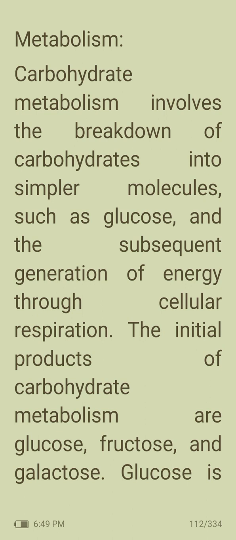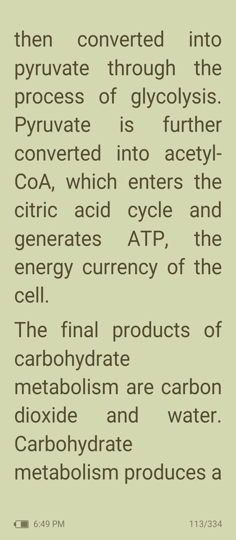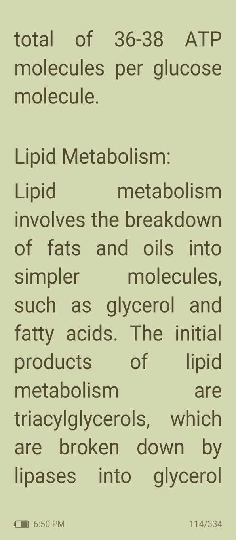Carbohydrate metabolism. Carbohydrate metabolism involves the breakdown of carbohydrates into simpler molecules such as glucose and the subsequent generation of energy through cellular respiration. The initial products of carbohydrate metabolism are glucose, fructose, and galactose. Glucose is then converted into pyruvate through the process of glycolysis. Pyruvate is further converted into acetyl-CoA, which enters the citric acid cycle and generates ATP, the energy currency of the cell. The final products of carbohydrate metabolism are carbon dioxide and water. Carbohydrate metabolism produces a total of 36 to 38 ATP molecules per glucose molecule.